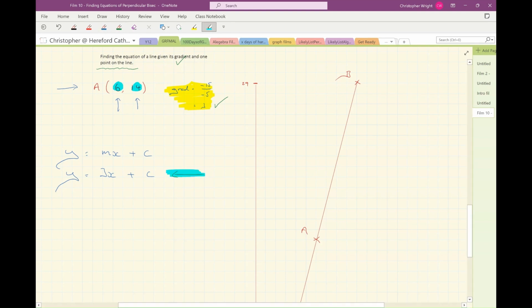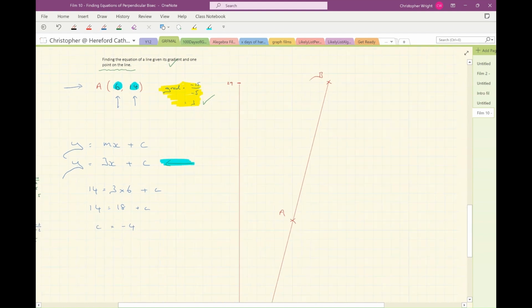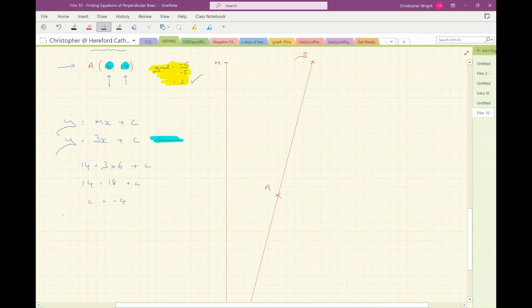So instead of writing y equals 3x plus c, underneath that I'm going to write, well, y is 14, isn't it? 14 equals 3 times 6 plus c. Because I know that when x is 6, my equation must give me the answer 14. Hence I know that 14 is 3 times 6 plus c. And so now it's relatively straightforward to work out that c is minus 4. And now I know the equation of my line is y equals 3x minus 4.